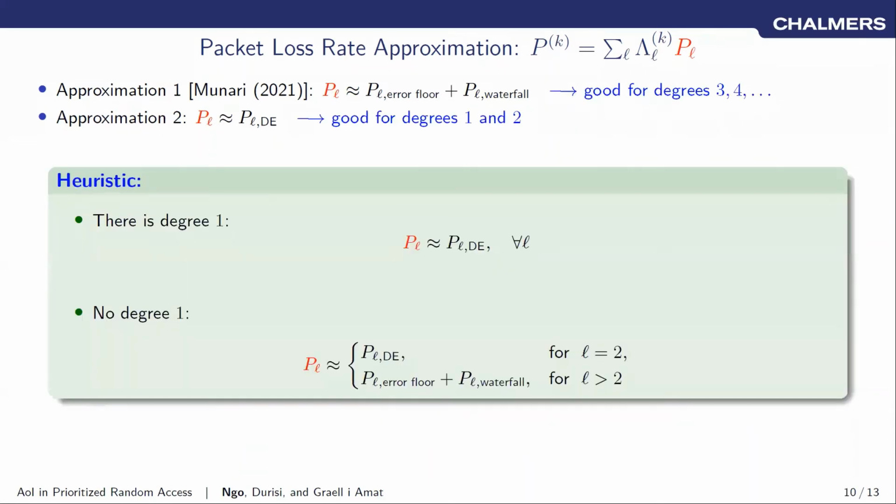From these observations and some further experiments, we propose the following heuristic. If there is degree 1, then we approximate PL by the value from density evolution. If there is no degree 1, then we approximate PL using density evolution for L equals 2, and by the sum of the error flow and the waterfall approximations for L larger than 2.